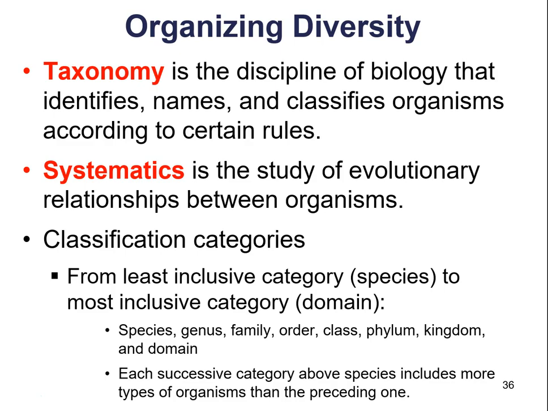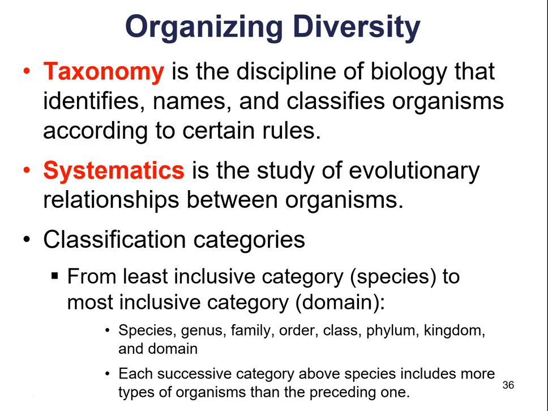So like I was just saying, taxonomy is basically the classification of organisms. It identifies, names, and classifies organisms according to certain rules. A lot of how scientists categorize animals has to do with what they look like, but also with physical traits, behavioral traits, and molecular traits. Again, we talk about this in more detail at the end of this course, but also in fundamentals of biology.